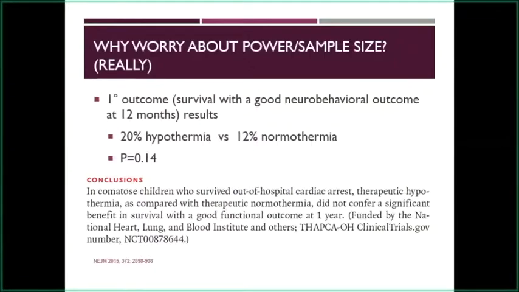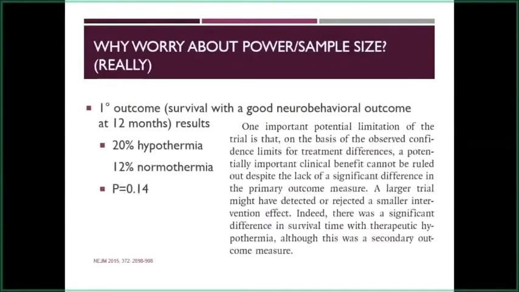But again, that's an 8% absolute improvement. We can sort of quibble about whether or not 8% is that minimum important difference that we would want to detect. If it were 1 or 2%, that would be easier, but in the 8% range, it's a little more of a question, right? And in fact, the authors address this in the discussion. So one important potential limitation that they report is that they cannot rule out a potentially important clinical benefit. Okay, and they say a larger trial might have detected a smaller intervention effect.